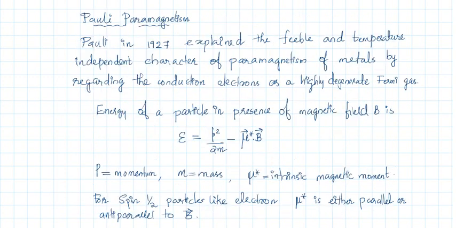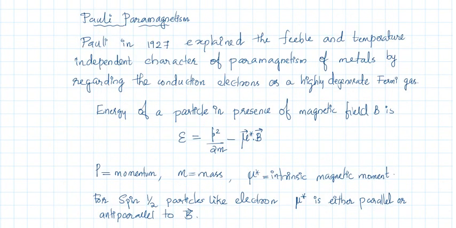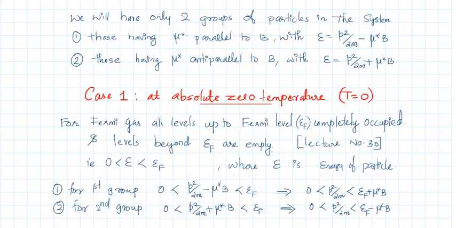Why is it minus mu star B? If mu star is parallel to B, this dot product becomes mu B cos 0, and that becomes mu B. So, it is minus mu B. And the second group of particles having mu star anti-parallel to B with energy equal to p square by 2m plus mu star B. Because if mu and B are anti-parallel, this becomes mu B cos 180. Cos 180 is minus 1, and this becomes plus. So, we have only 2 groups of particles in the system. Now, we will consider the case of absolute zero temperature separately.